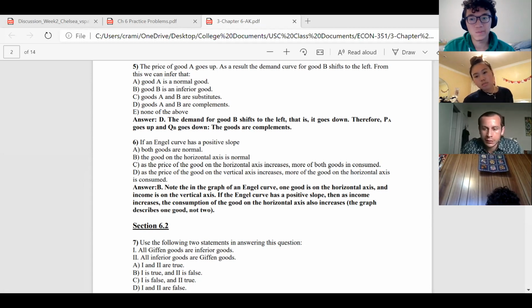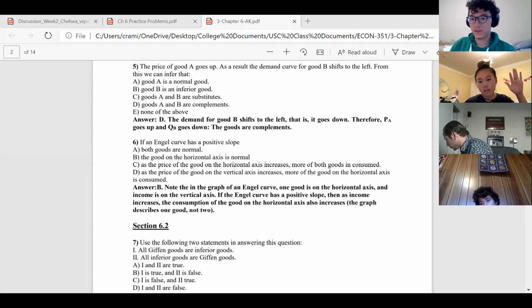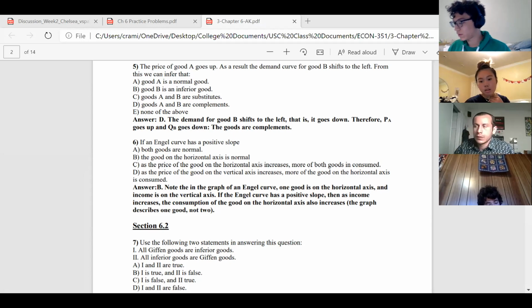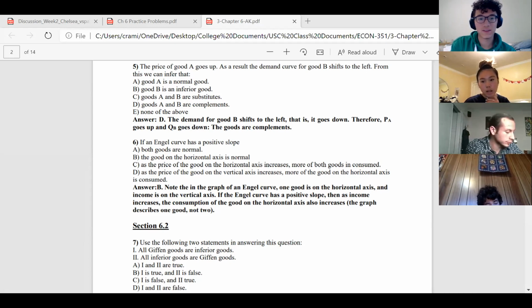Is the demand curve the one with the price of the good on the y-axis and the amount of goods you buy on the x-axis? Is that the curve? Yeah, right. Okay. And then the Engel curve is the one with the income on the y-axis. Right, exactly.